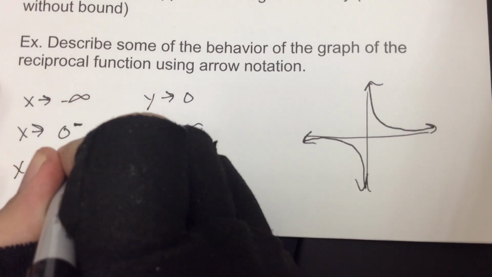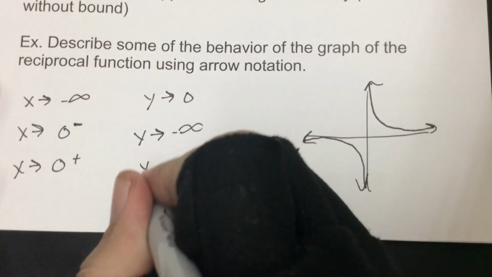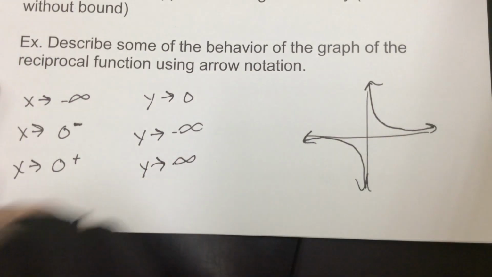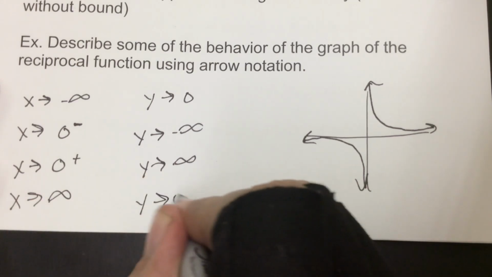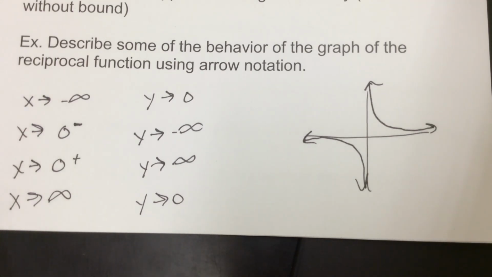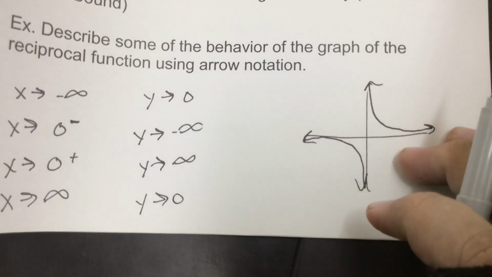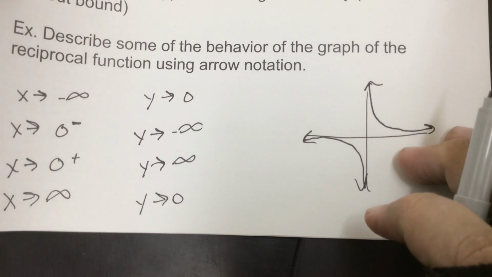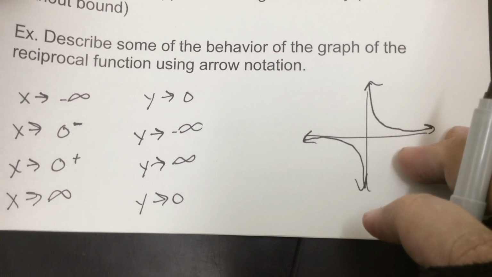X approaches 0 from the right side. So now as we come this way, we're shooting up, so y would approach infinity. And lastly, as x approaches infinity, our y is approaching 0 again. So as we go out, we get closer and closer to 0. Right? So using arrows, arrows just mean it approaches. If it's got the negative on the back side, so on the right side of it, that means we're going from the left. If it's got a plus, then we're going from the right.